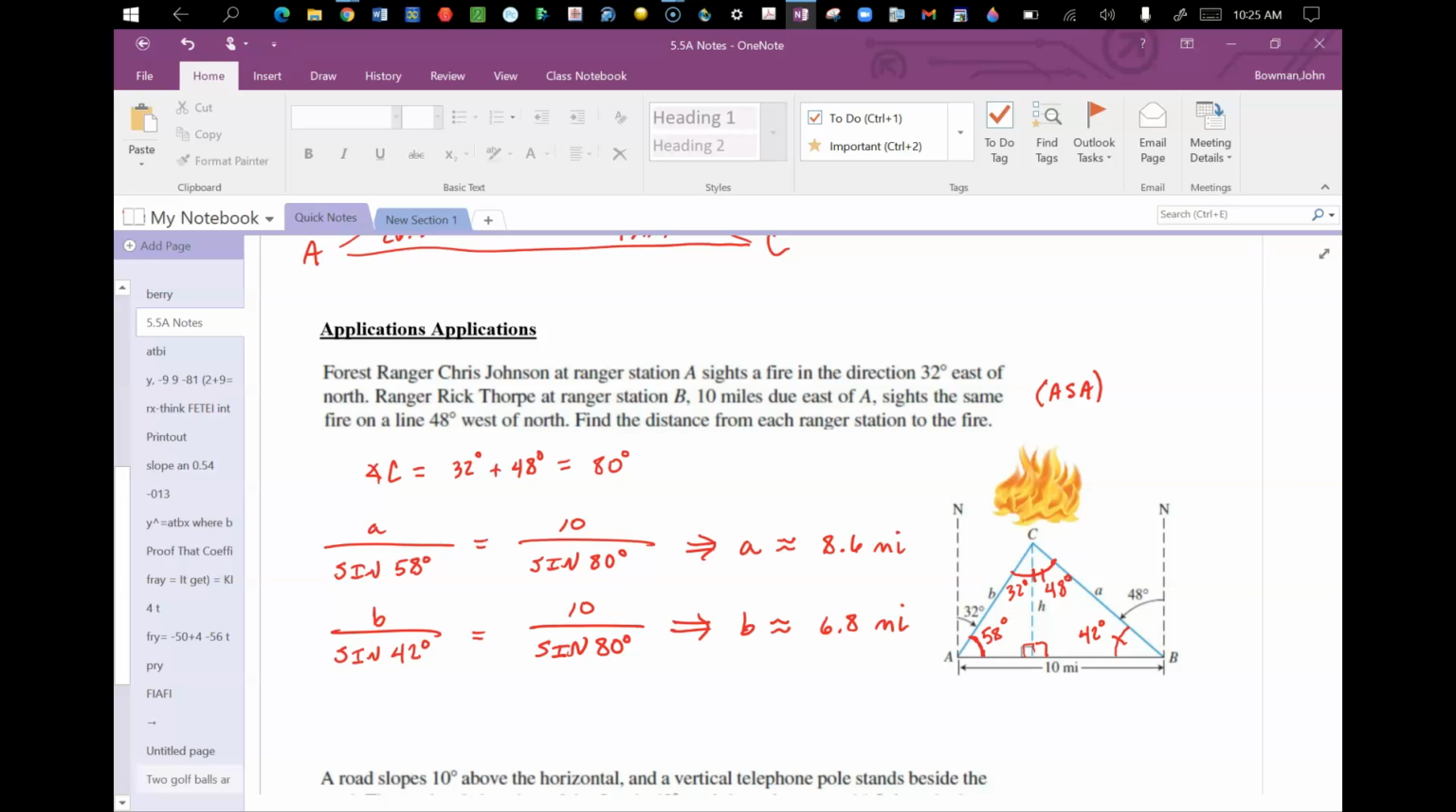So we're going to stop there for today. Next time we will talk about how to deal with the side-side-angle or the ambiguous case to solve triangles using the law of sines.